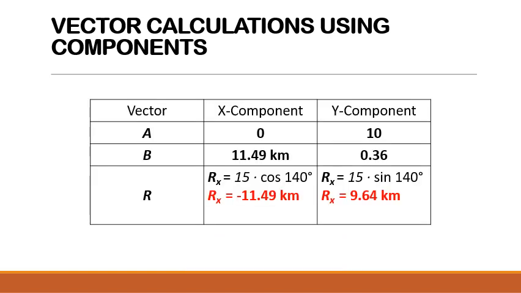To do that, we just have to get the components. So here are the components of the vectors. We have calculated the A and the R, which is at 140 degrees. So to get the components of the B vector, we just have to subtract. So negative 11.49 is 11.49 kilometers, and in this case that's 0.36 kilometers.